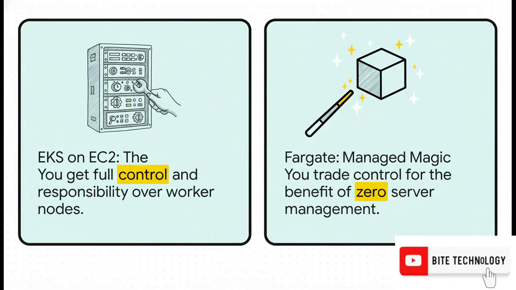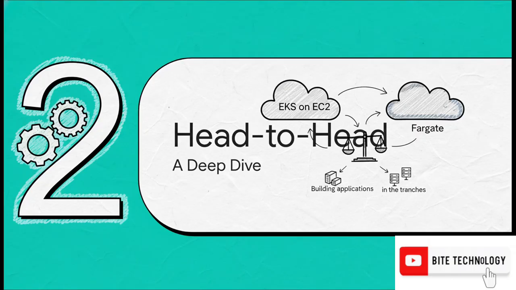So let's really unpack these two mindsets. Think of EKS on EC2 as the DIY pro approach. You're the master mechanic. You get the whole toolbox, every knob, every dial. You have the power to tune and customize everything. It's perfect for when you need that level of control. Fargate, though, that's the managed magic. You're essentially handing over the keys, and in return, you get this incredible prize, zero server management. It just works.